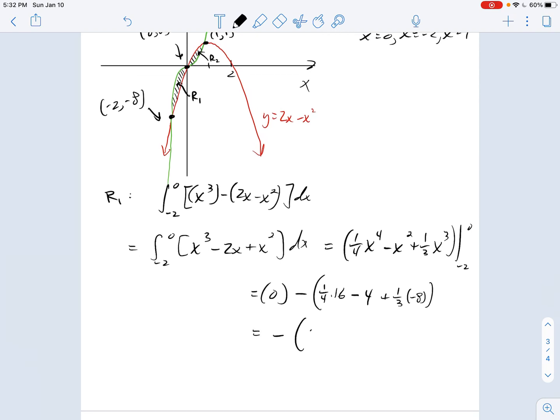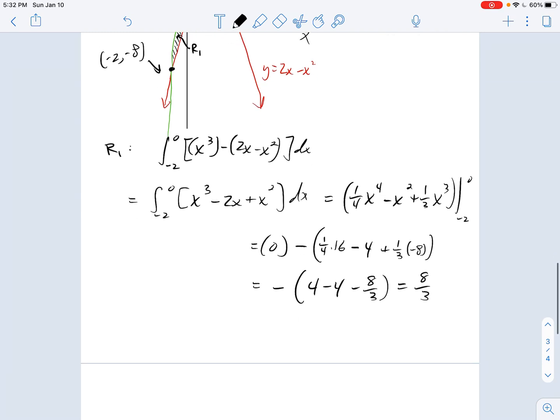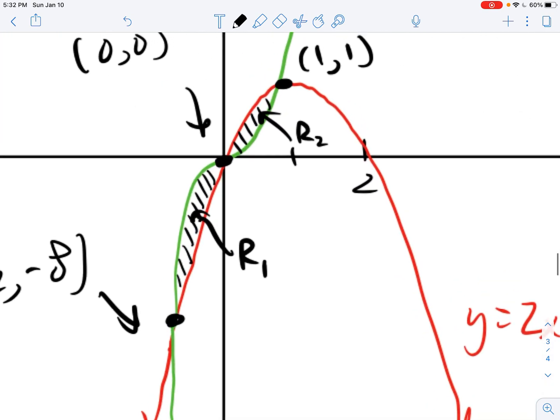So what do we have here? 4 minus 4 minus 8/3. The 4's cancel, those cancel, and I get 8/3. That is simply the area of region 1. To find the area of region 2, let's look at region 2.